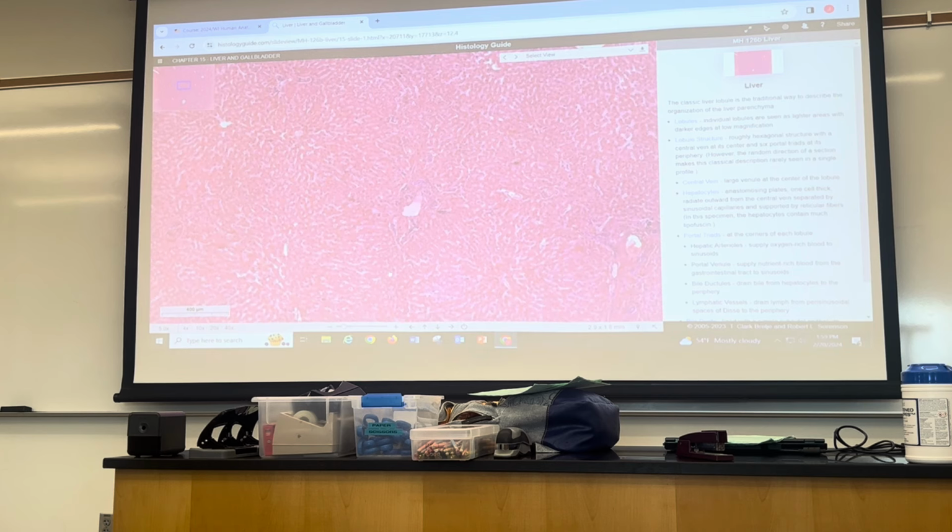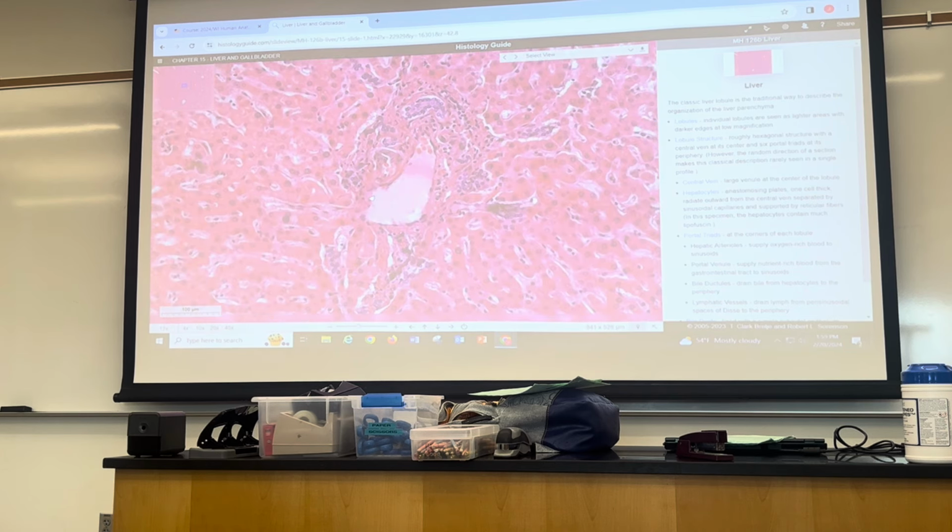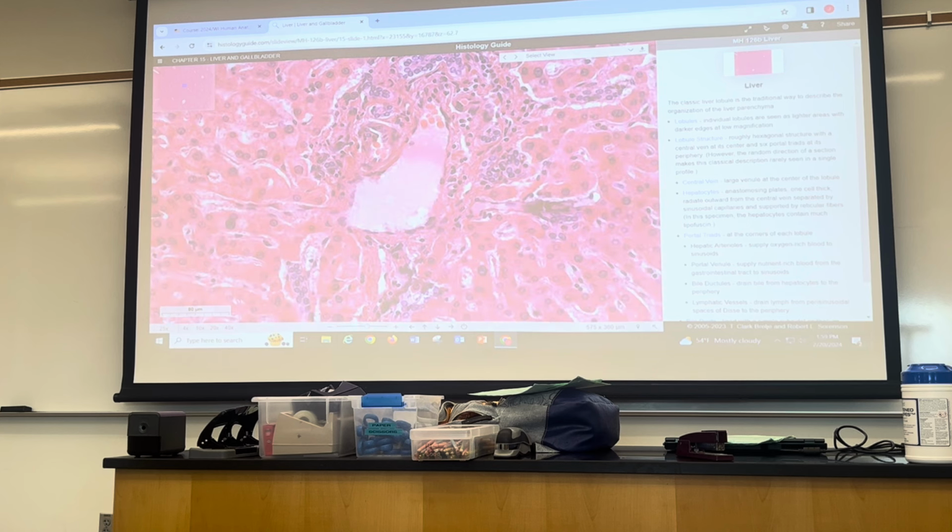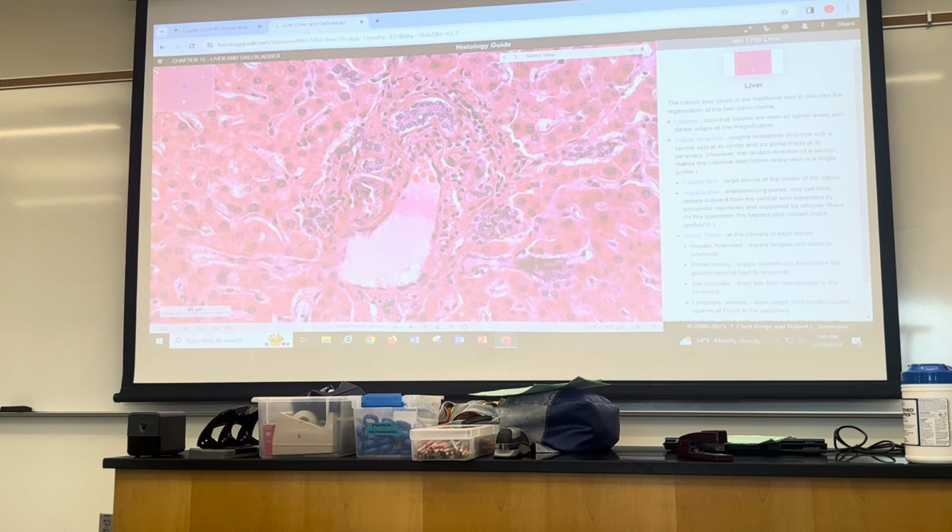Let's see if we can find a better hepatic portal vein. This is one right over here. So here is a big hepatic portal vein. And here is a bit of bile duct with it. And you can see some of the hepatic artery with it.